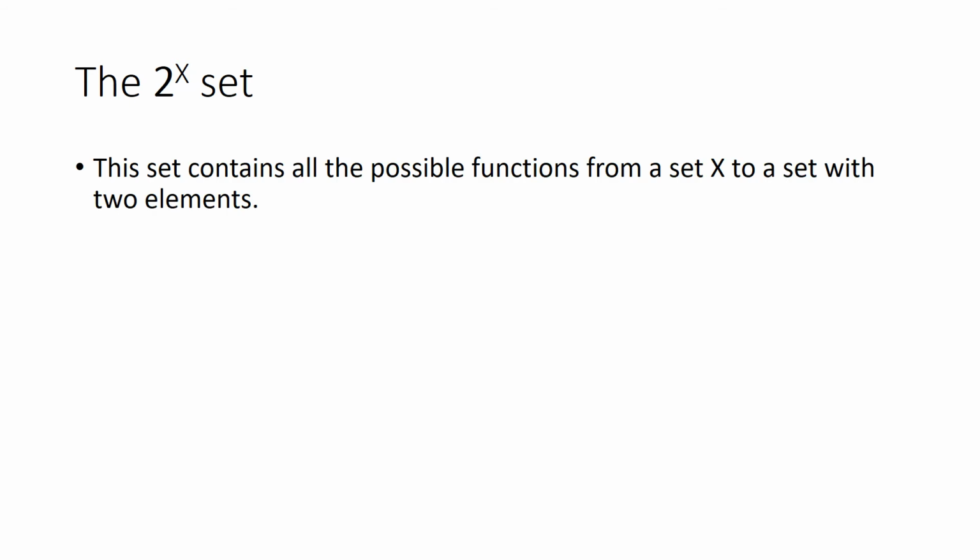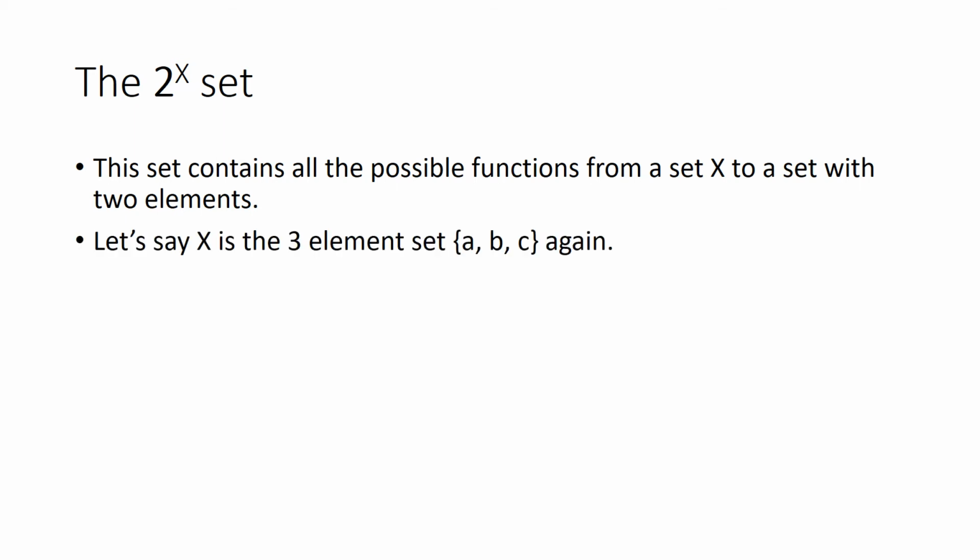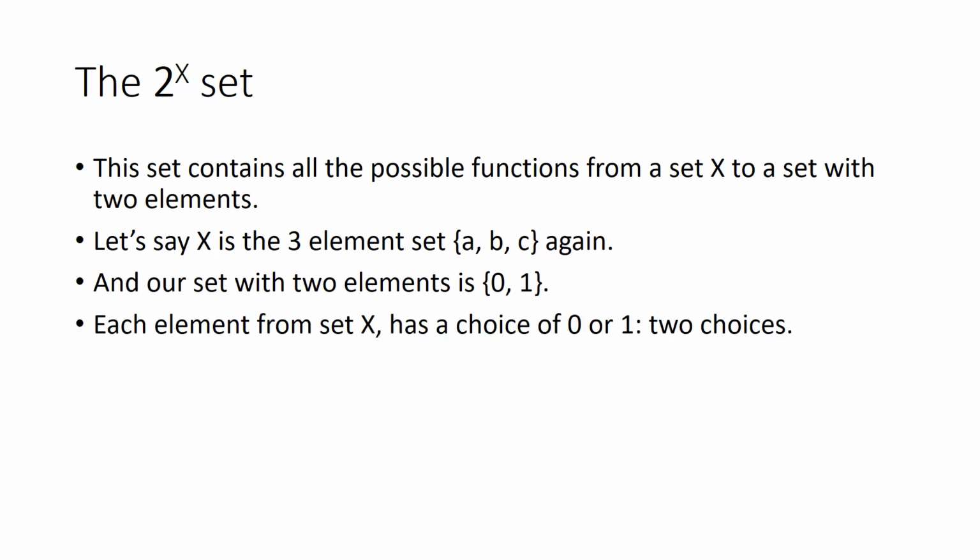So then we have the 2 to the x set. This set contains all the possible functions from a set x to a set with 2 elements. So this is that y to the x notation. Let's say x is our 3-element set again. And our set with 2 elements is 0 and 1. This can be any set with 2 elements, but it's convention to just use 0 and 1.